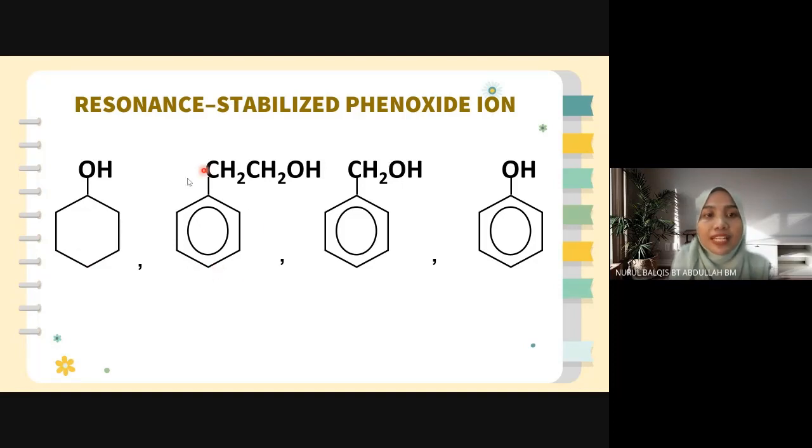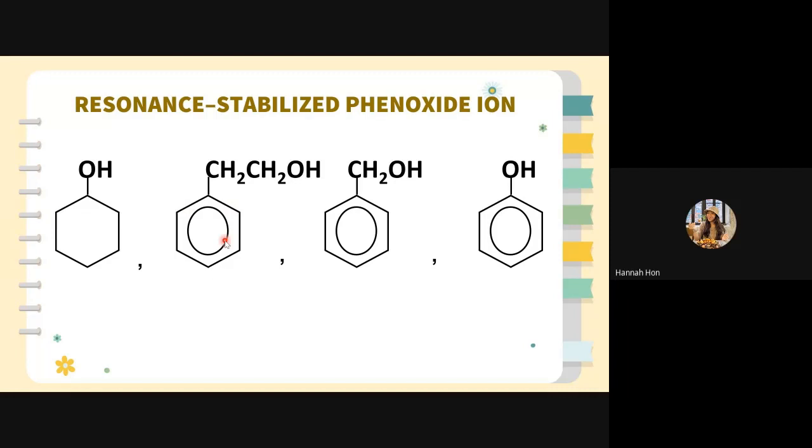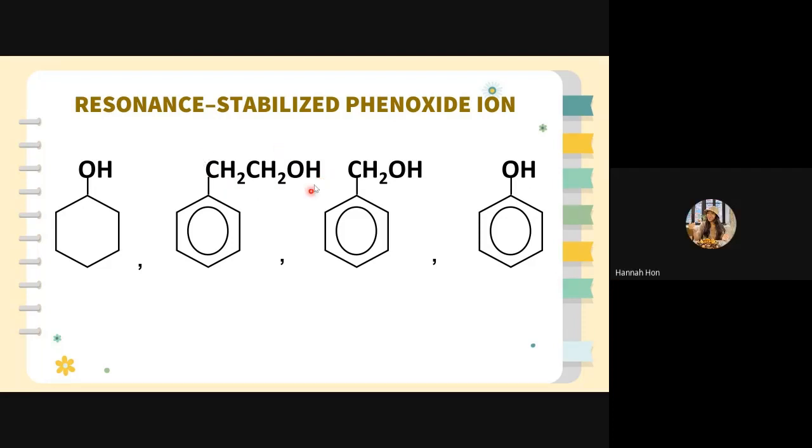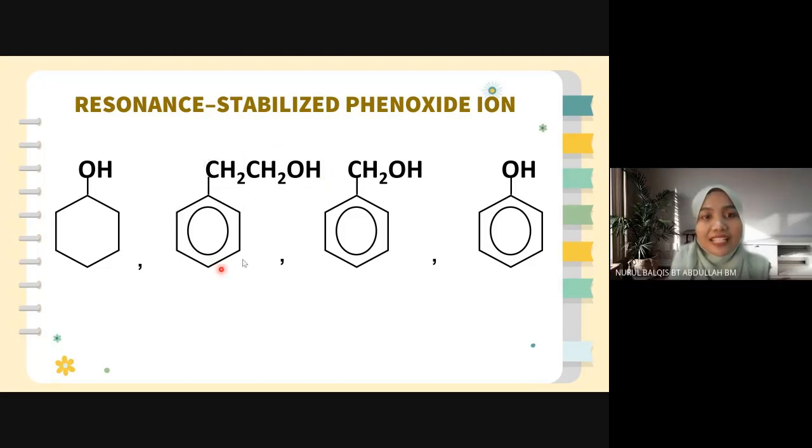Okay, lepas tu here, is this an aromatic compound? Aromatic alcohol? Yes. You sure? Check properly. This is benzene, right? But is this benzene directly attached to your O? No. So they are not aromatic compounds. They are basically aliphatic alcohol, is it? Yes. Now this benzene acts as your substituent.